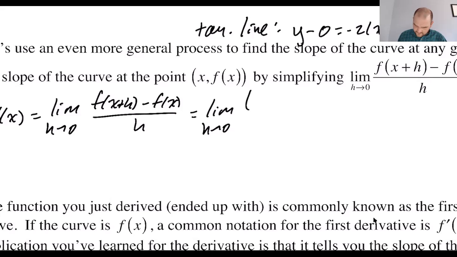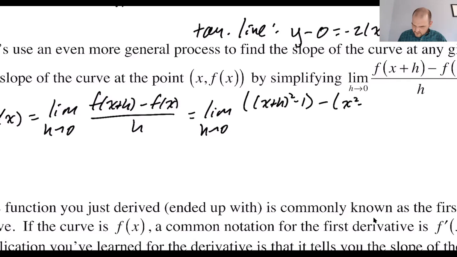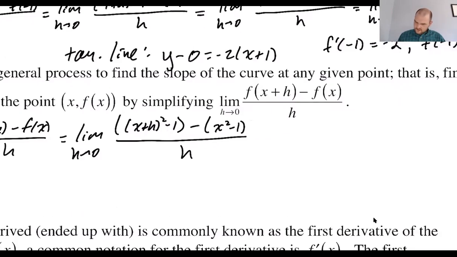So this will be x plus h squared minus 1. That's f of x plus h. Minus, I think you should always put the function in parentheses so that you remember to distribute the negative through. That's a big problem that I see. x squared minus 1, all over h. Okay. Algebra.